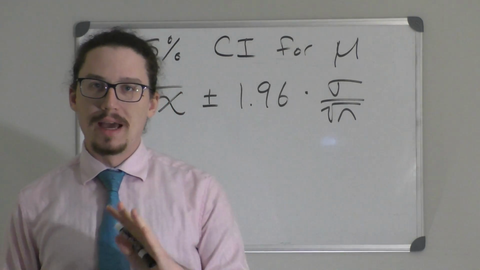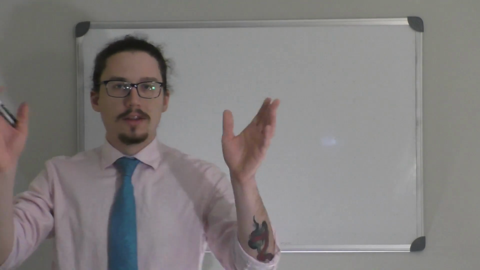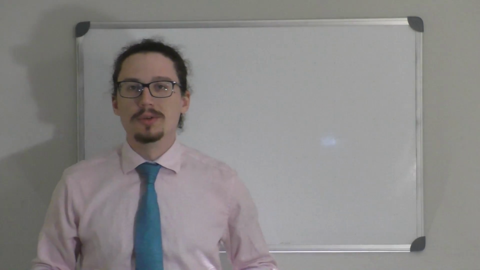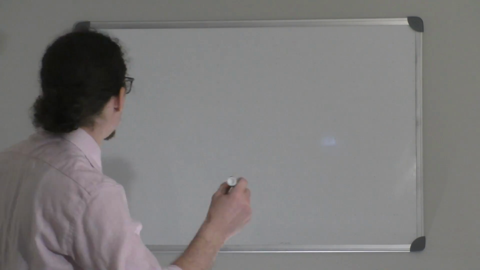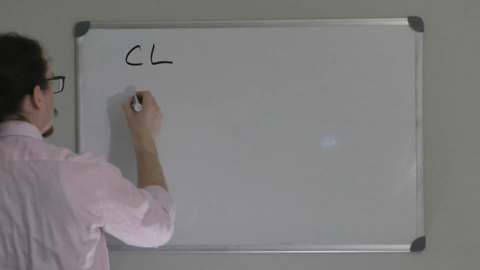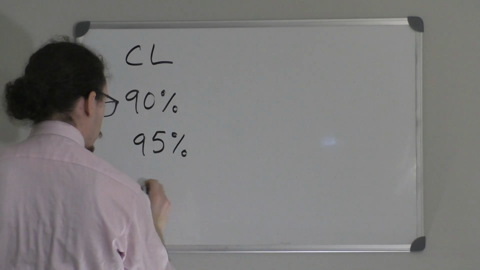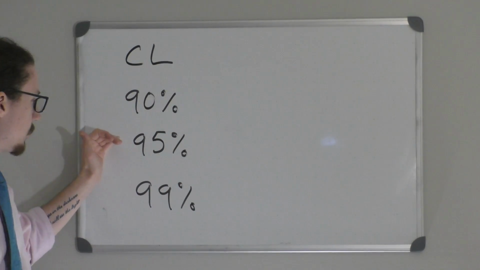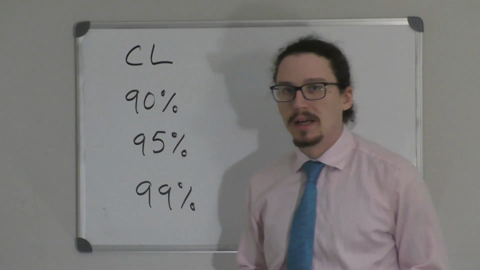All right, before we actually look at an example, let's talk about some common alphas, some common confidence levels. This isn't really the wild, wild west. You're not going to be picking just whatever confidence level you want. Technically, I guess you could, but there are 3 standard confidence levels. We've got 90%, 95%, and 99%.